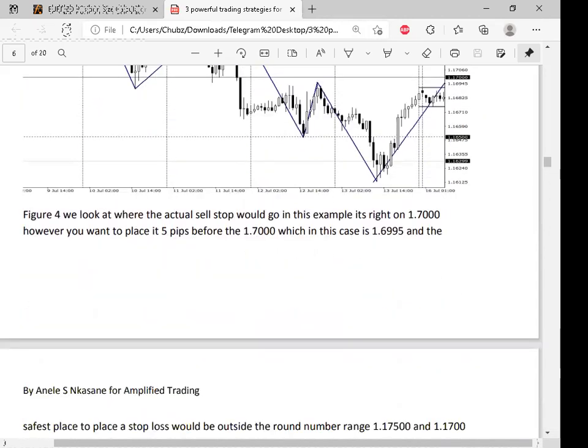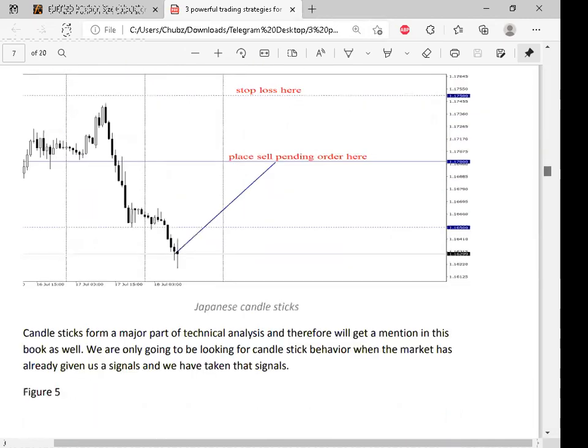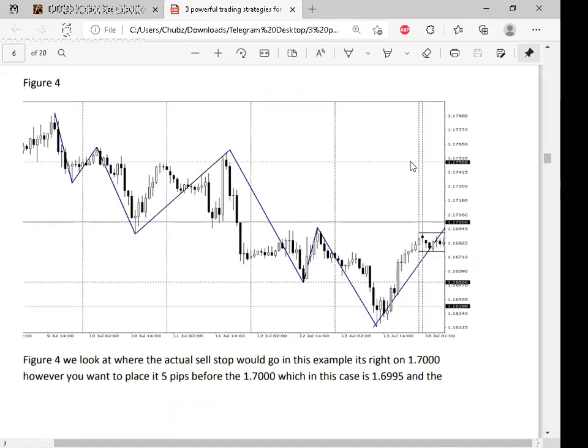Now look at where the actual sell stop will go. That would be in the next figure, because obviously it's one thing to be able to see where the market is heading, and it's another thing to actually know where to enter into the market and where to exit from the market. Those are two different things that you also need to be able to do competently enough, so you'll be able to generate some decent profit from the market.